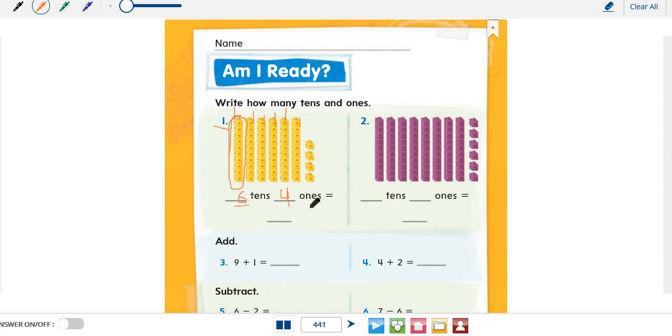So what's the number, grade 1? We have 6 tens and 4 ones. So 6 tens and 4 ones. So the number is 64. So easy, right? Let's solve another one.